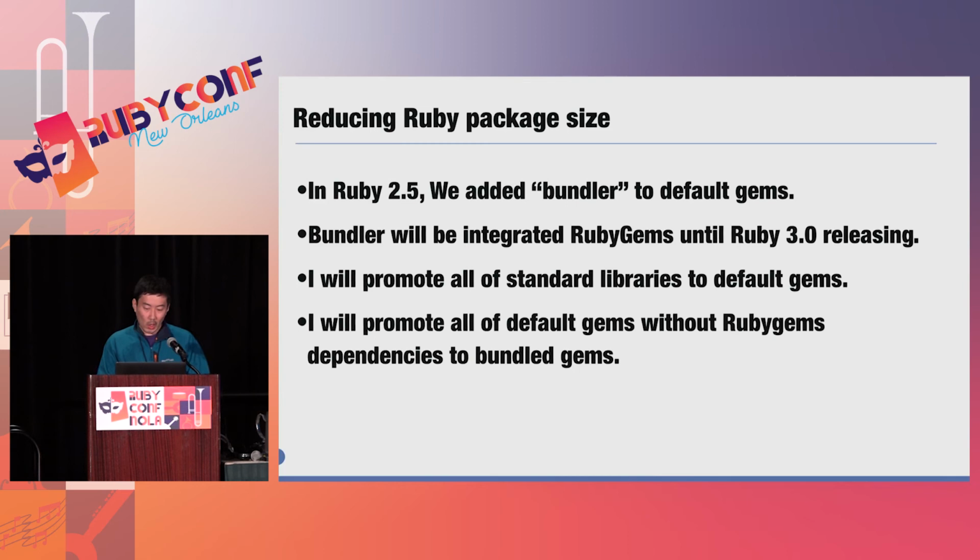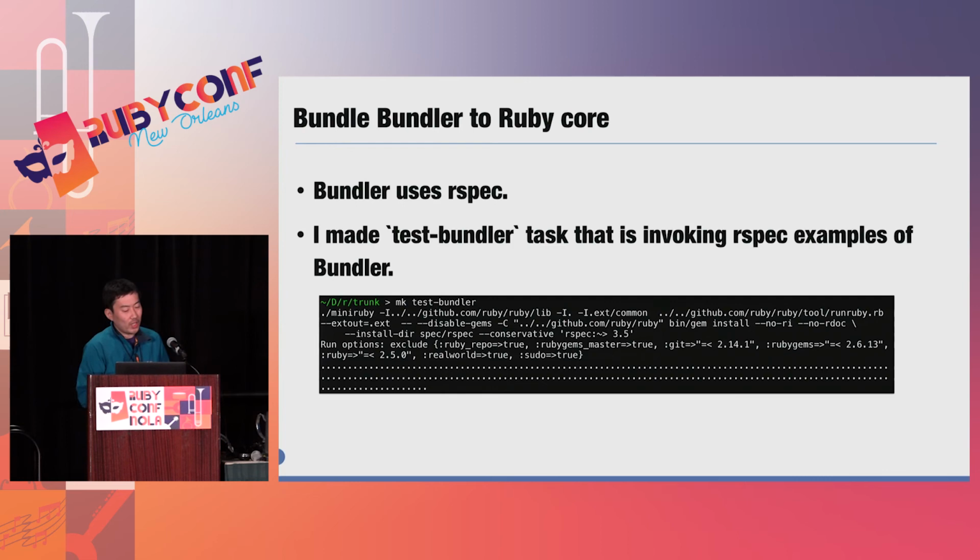So I describe the bundled gems feature. We have a big issue with this feature. The issue was that Bundler's test suite is RSpec, so the Ruby core repository could not support invoking the RSpec test suite. It only supports test-unit and minitest. So I made a test task for Bundler named test-bundler task, using the non-installation Ruby interpreter in the Ruby core repository.